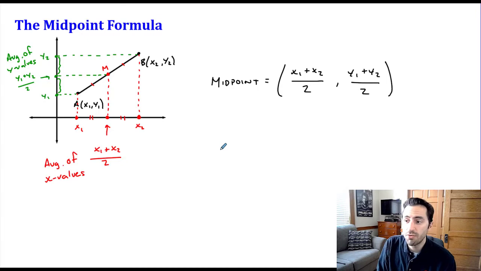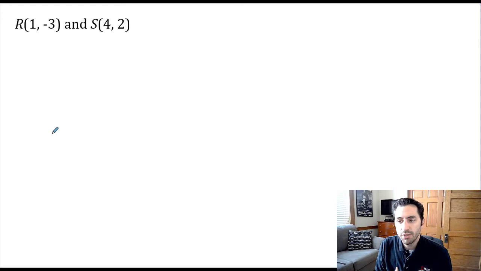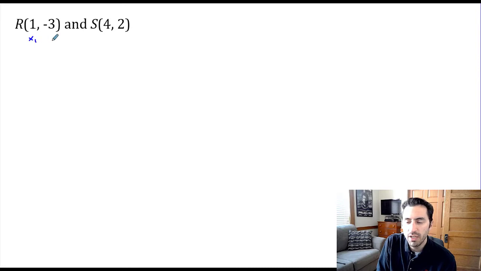So now let's use this formula in a couple examples. So here's my first one. I have r is (1, -3), and I have s is (4, 2). One thing that may help out is just labeling these points. So the first one is our x value. So this I could say is x1. And then in my second point, maybe I'll call that x2. The y values are the second ones. So I'll say that's y1, and then I'll say that this is y2.